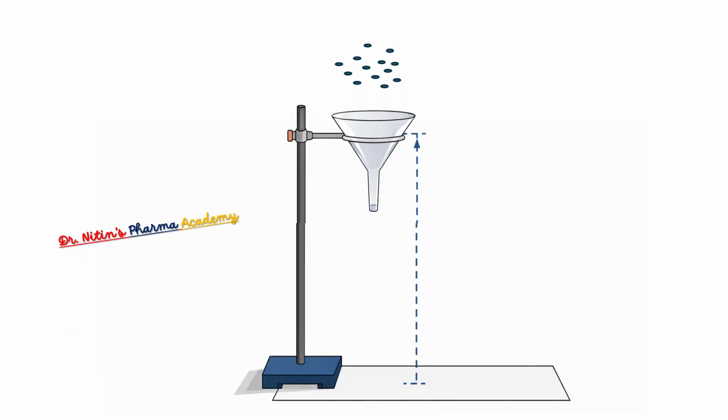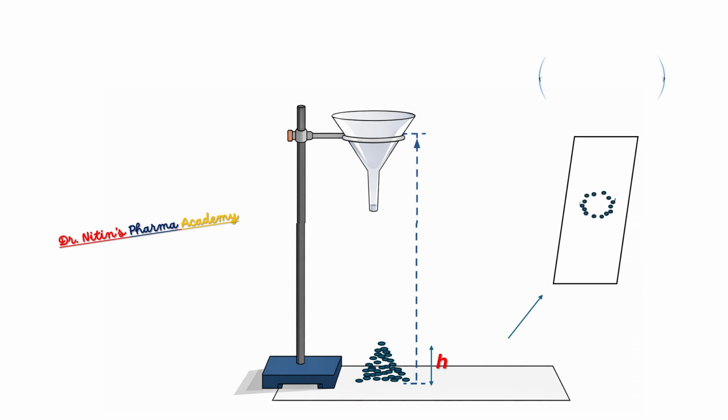Fix the funnel on a stand at a suitable height above a flat surface or graph paper. Ensure the outlet of the funnel is positioned vertically above the center of the surface. Allow the powder to flow freely through the funnel so that it forms a conical heap on the surface. After the heap is formed, carefully measure the height of the cone using a scale. This height is denoted as h. Measure the radius of the base of the heap by calculating the distance from the center to the edge of the cone. This radius is denoted as r.